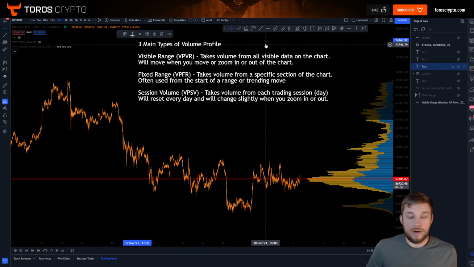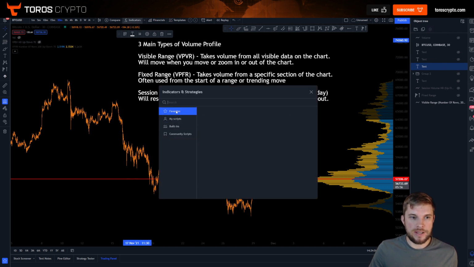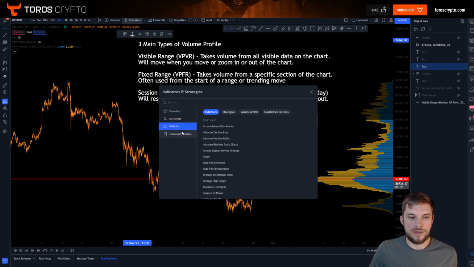So I'll just actually show you, first of all, how to get the visible range VPVR on TradingView. You would click on indicators, okay? So you can see here you have favorites, my scripts, built-ins. What you want to do is go to built-ins. You want to go to volume profile, and you want to click your visible range.